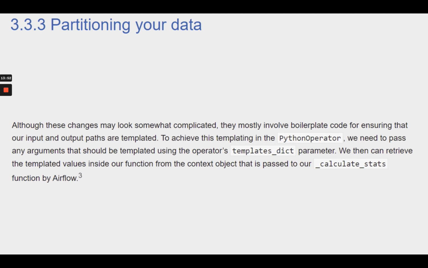Although these changes may look somewhat complicated, they mostly involve boilerplate code for ensuring that our input and output paths are templated. To achieve this templating in the Python operator, we need to pass any arguments that should be templated using the operator's templates_dict parameter. We then can retrieve the templated values inside our function from the context object that is passed to our _calculate_stats function by Airflow.